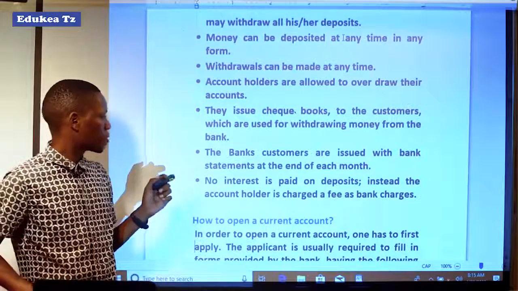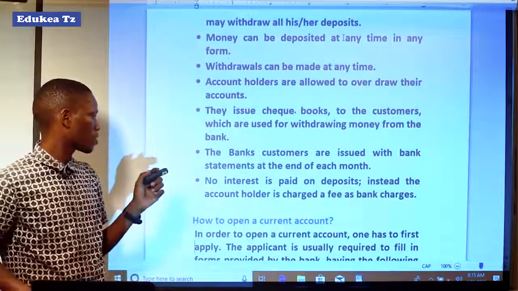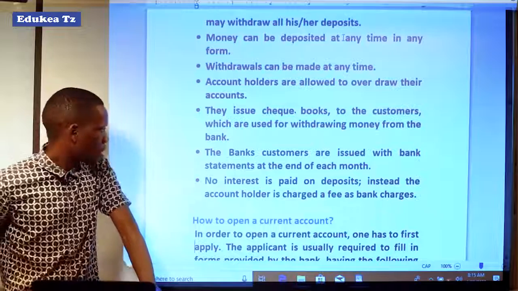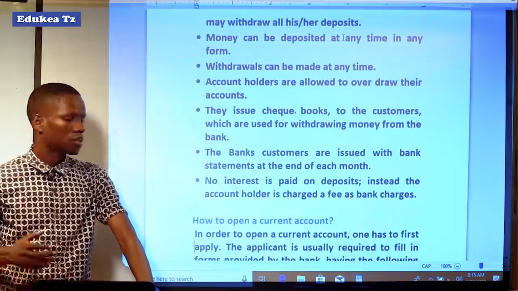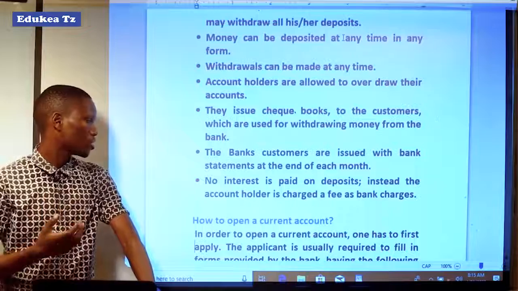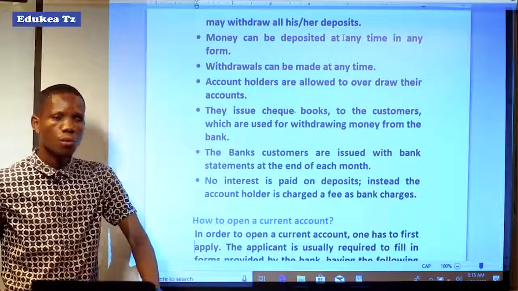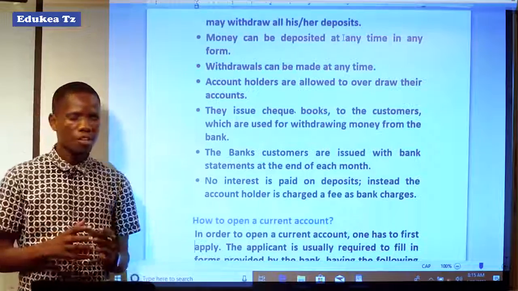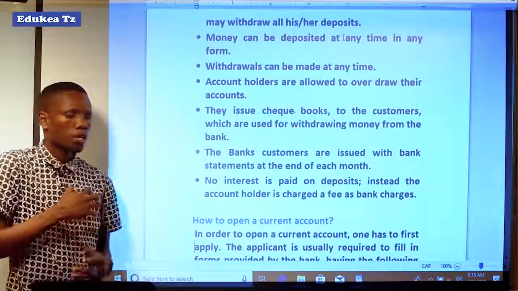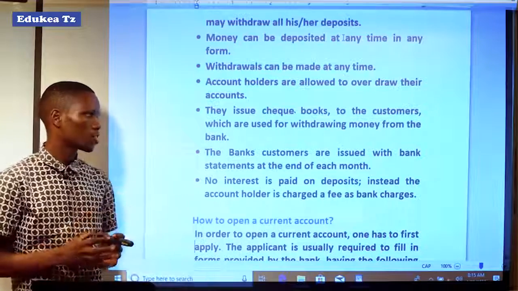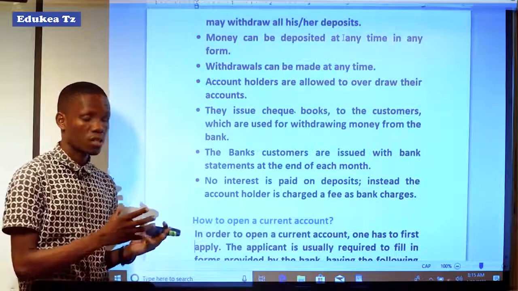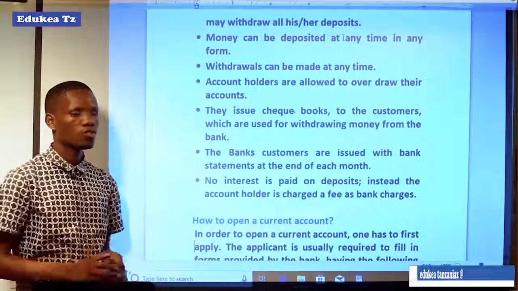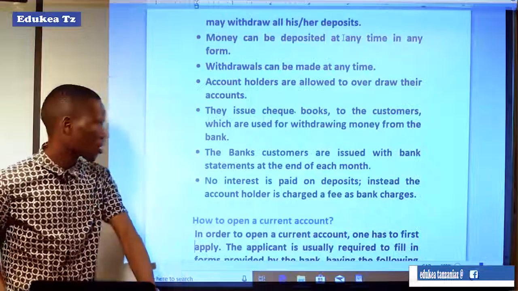So also the bank's customers are issued with bank statements at the end of each month. So the bank's customers are being given the bank statements at the end of each month. So at every end of each month now, the bank provides or informs or gives details about the process now of learning the accounts that have been opened by the account holders.